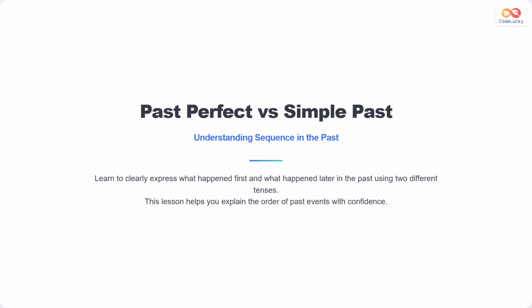Past perfect and simple past are two tenses used to talk about events in the past. The past perfect is used to describe an action that happened before another action in the past. The simple past is used to describe an event that happened at a specific time in the past. Understanding the difference helps us clearly explain the order in which things happened.